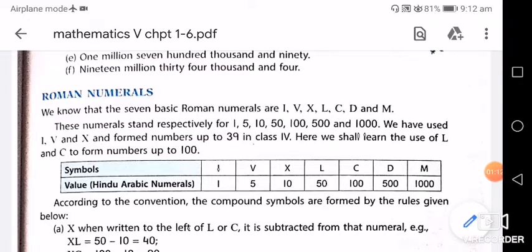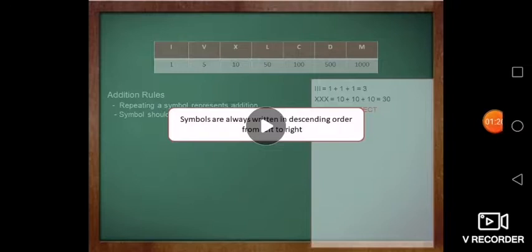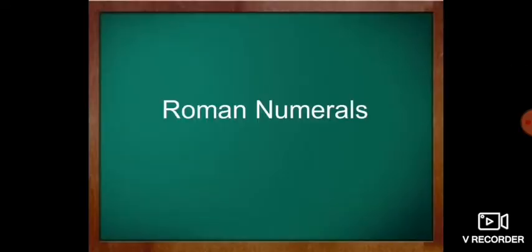Okay. Before that, I want to show you one video. That video you will see first. Now here is the video of Roman numerals. Just see that Roman numerals video.